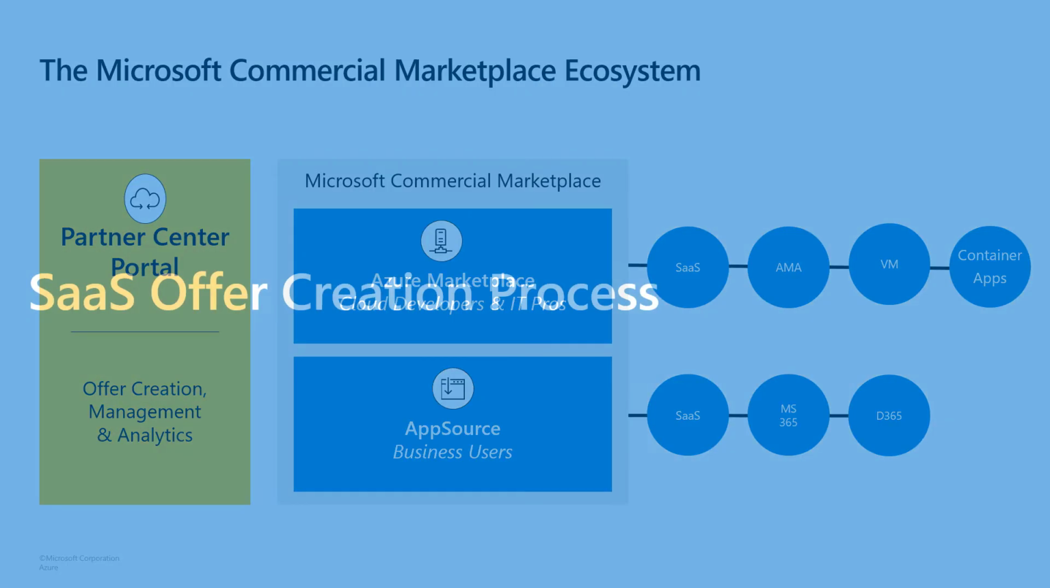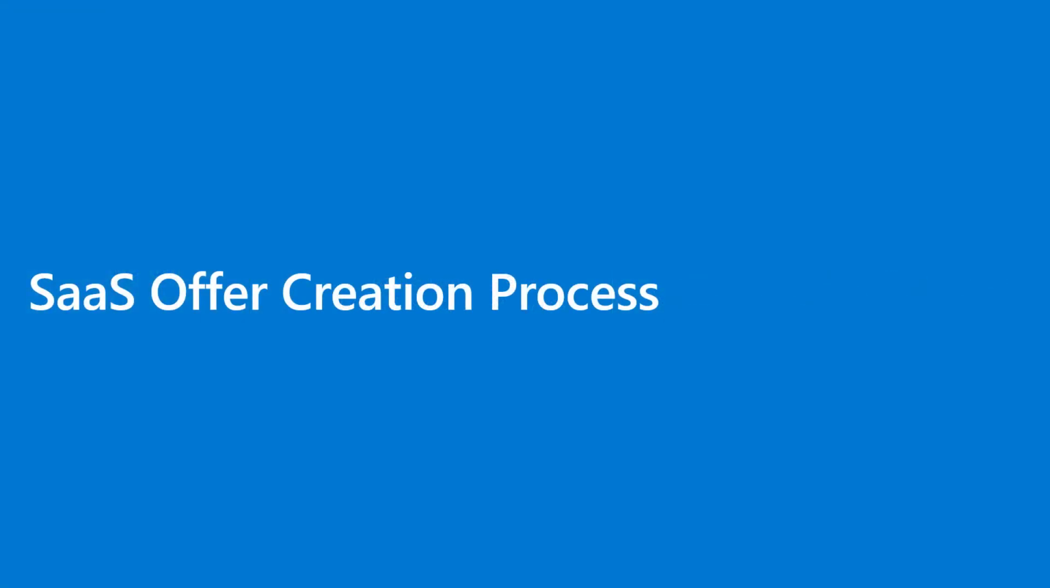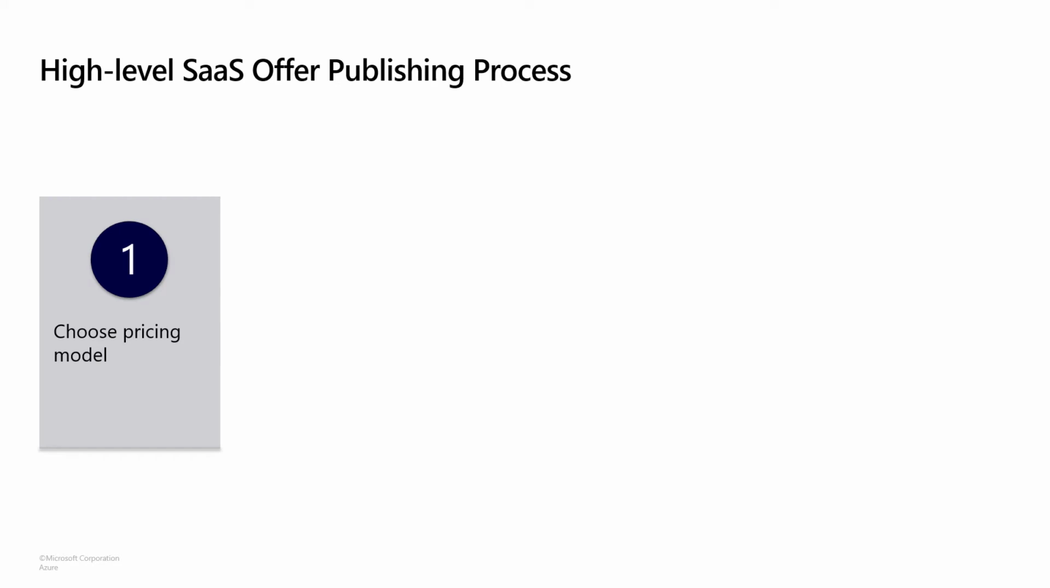Let's move on to the creation process for a SaaS offer. We've seen the major components of the Microsoft Commercial Marketplace, but what is it like to actually publish an offer? Well, let's take a look. First of all, know how you want to price your product. We'll talk more in depth about pricing models in just a few minutes.